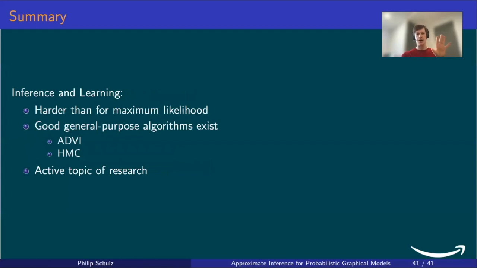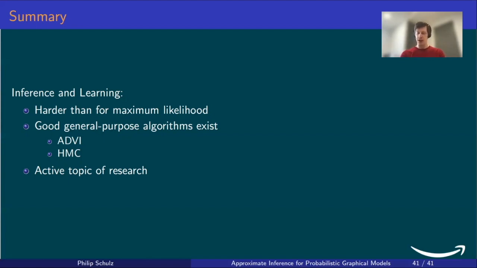Then in the second half of this tutorial, we've focused on inference and learning. And we've seen that inference in general is harder for probabilistic models than just simply maximum likelihood learning. That's kind of the bad news. The good news is that there are some general purpose algorithms that work very well for most problems. And these are automatic differentiation, variational inference, and Hamiltonian Monte Carlo. You have seen those and can probably by now implement them yourself just by going through the slides again and basically copying and pasting lines of code.